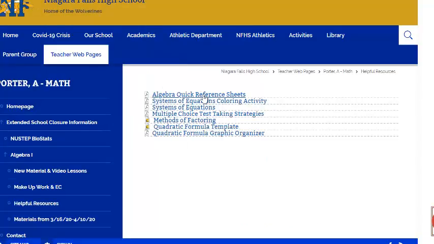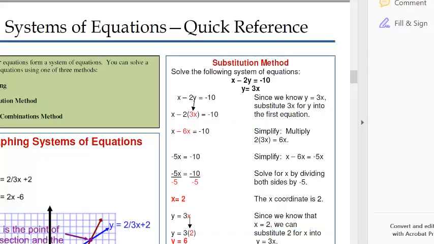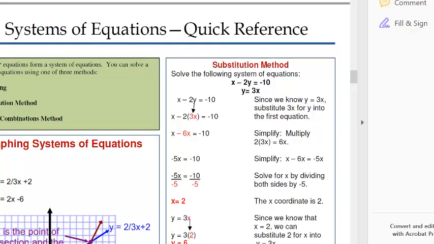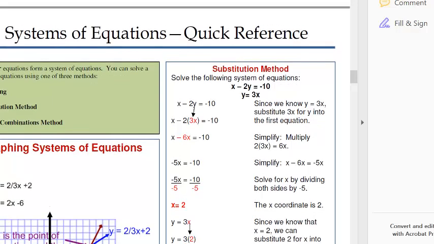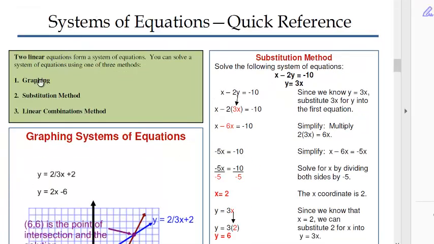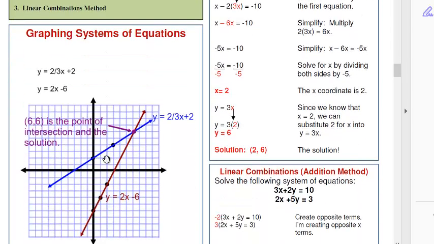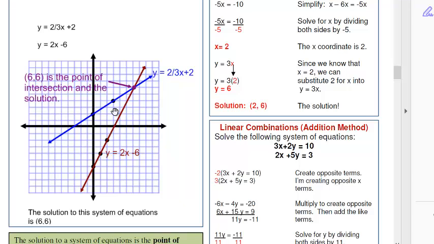The top one is the Algebra Quick Reference Sheet. If you open that up, there are a ton of different reference sheets, but there is one in there that specifically deals with systems of equations. It shows you the 3 methods and different examples. So here are your 3 methods. The last one is also known as elimination method, and here is a system of equations on a graph.